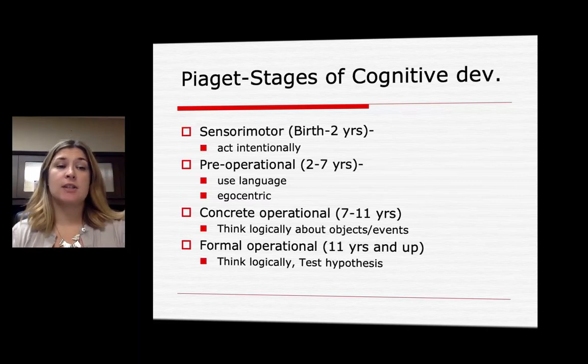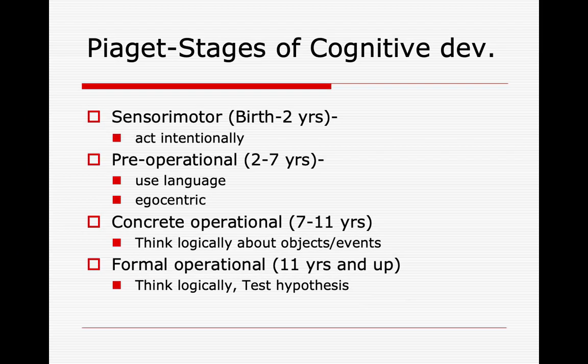Piaget's stages of cognitive development have 3 components in his theory: schemas or building blocks of knowledge, the adaptation process that enables the transition from one stage to another, and then, of course, stages of development. His stages of development are sensorimotor, which is when a child begins to recognize himself as an agent of action and acts with intention.